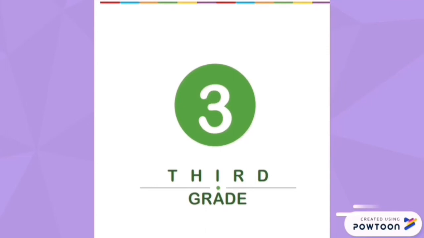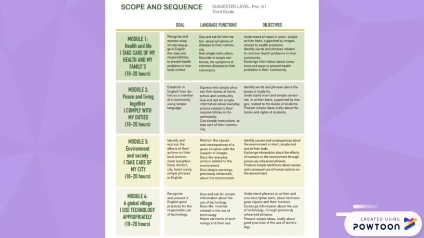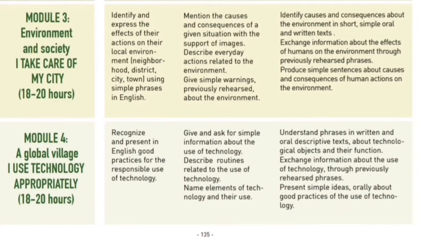Third grade, the first module talks about expressing, using simple language, the rules to prevent health problems. The second module establishes their duties as a member of the community. The third module expresses the effect of their actions on their local environment. In the last module, present a good practice for the responsible use of technology.